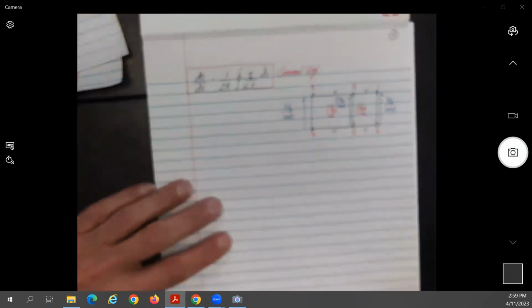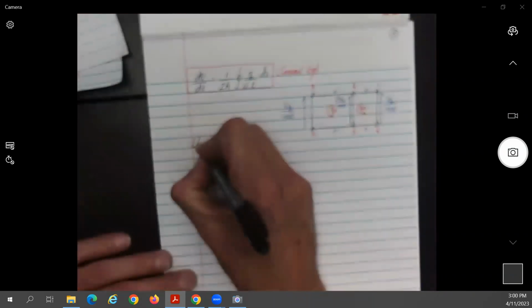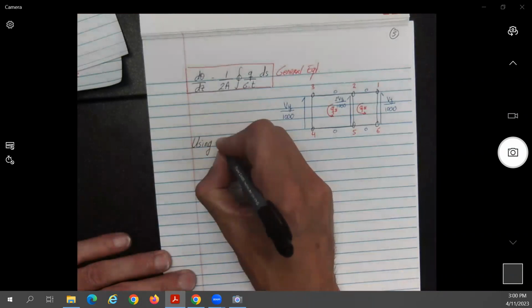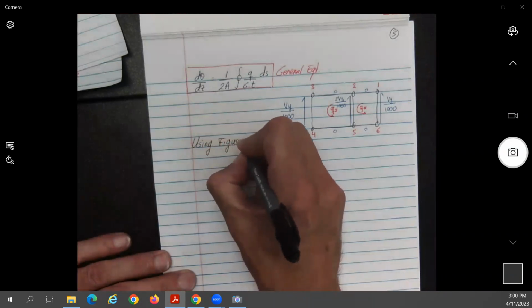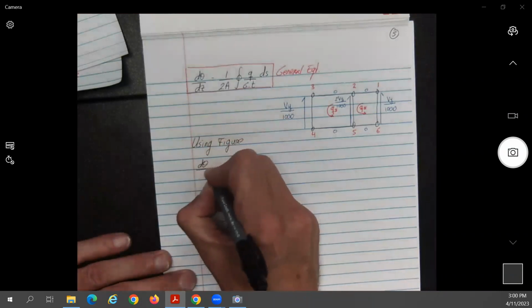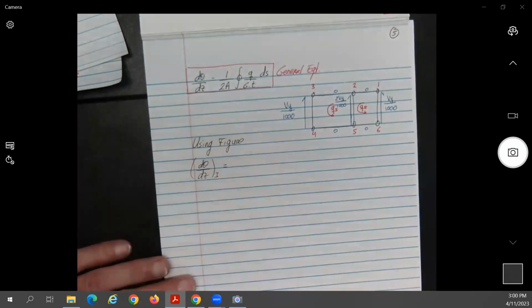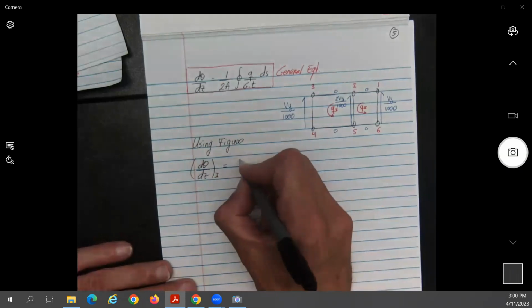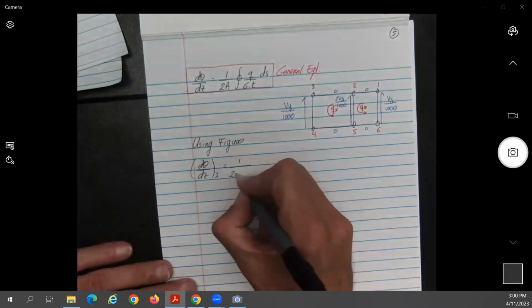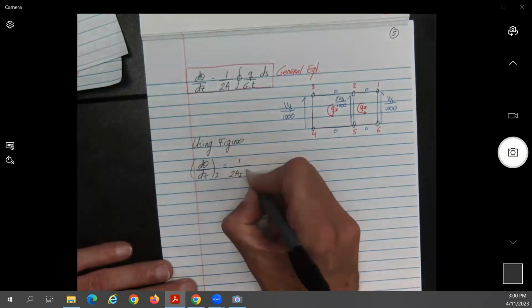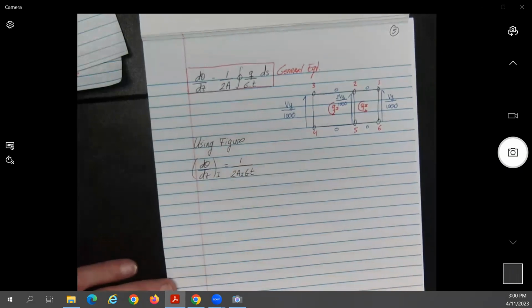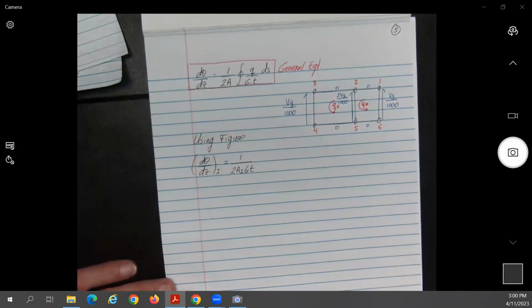So now from this figure, we're going to find the angle of twist of cell 1. So let's say using the figure, d theta dz of the first cell should be equal to what? Should be equal to 1 over 2 A1 GT, because every single cell is made of the same material, has the same wall thickness, no? Okay.